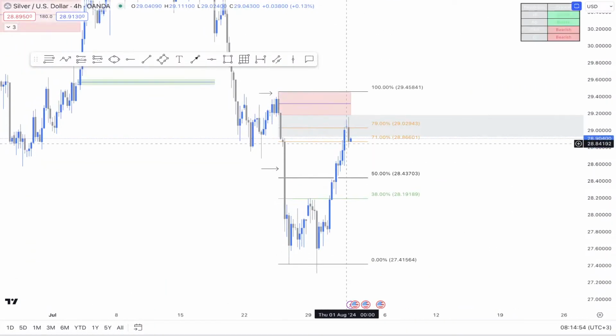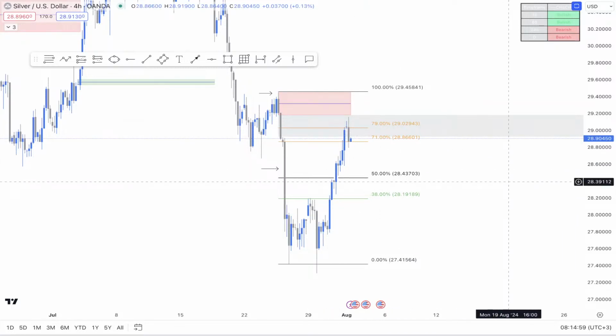And on silver, we have a bearish opportunity that just triggered. Okay, both of our entries triggered, and they are currently running around the entry price.